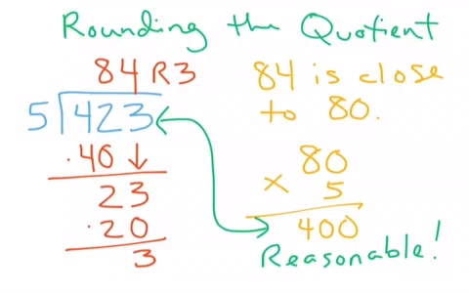First one that I already did for you is rounding the quotient with 423 divided by 5. So when you do all the work, any way you did it, I just did step by step here for my model. I got 84 with a remainder of 3 as my quotient. So when I'm looking at 84, I want to round that to something really close to check. So because of the fact that 84 is really close to 80, I just rounded 84 to 80.